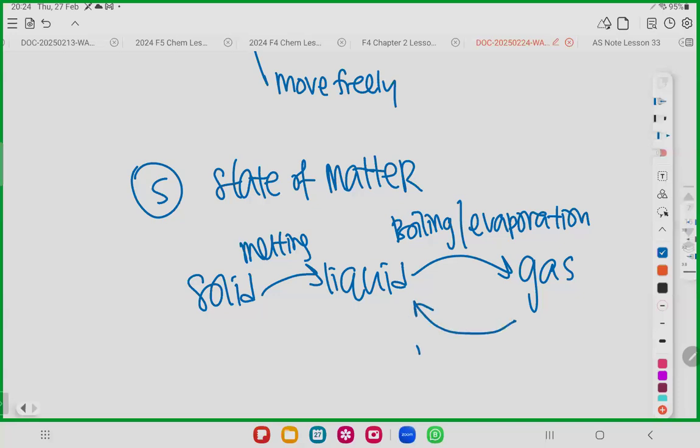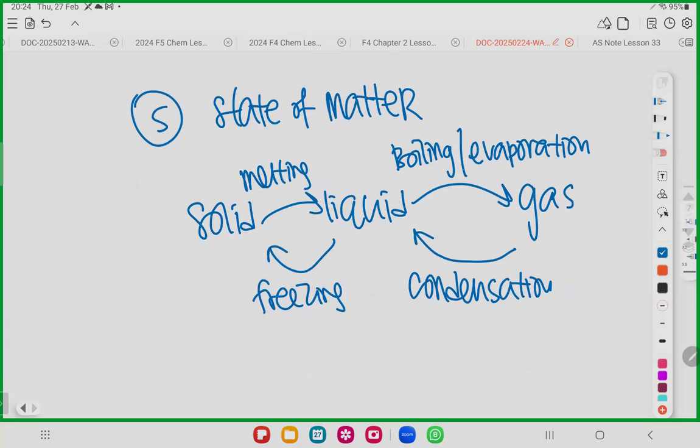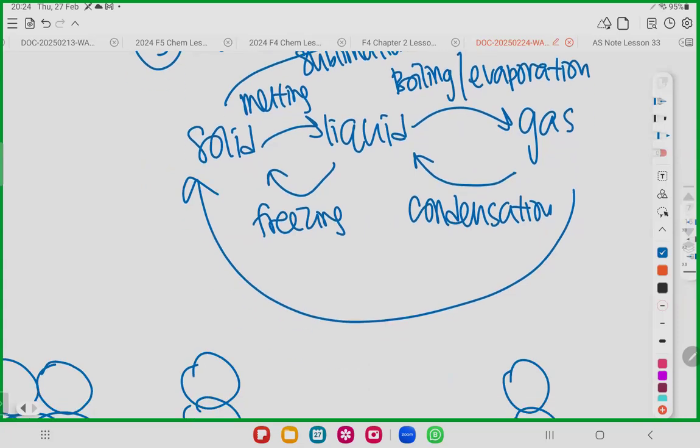So gas changes to liquid, condensation. Liquid changes to solid, freezing. Okay, then solid changes to gas. We call it sublimation. Then gas converts to solid, deposition.